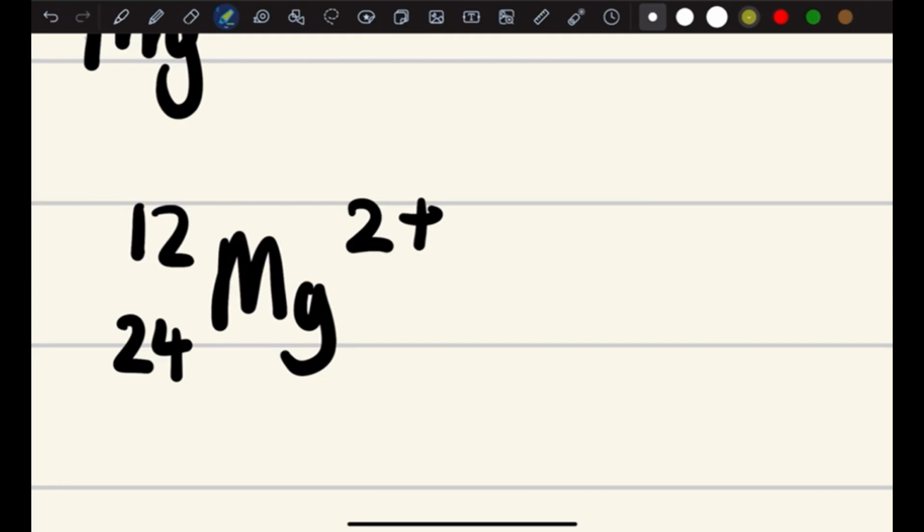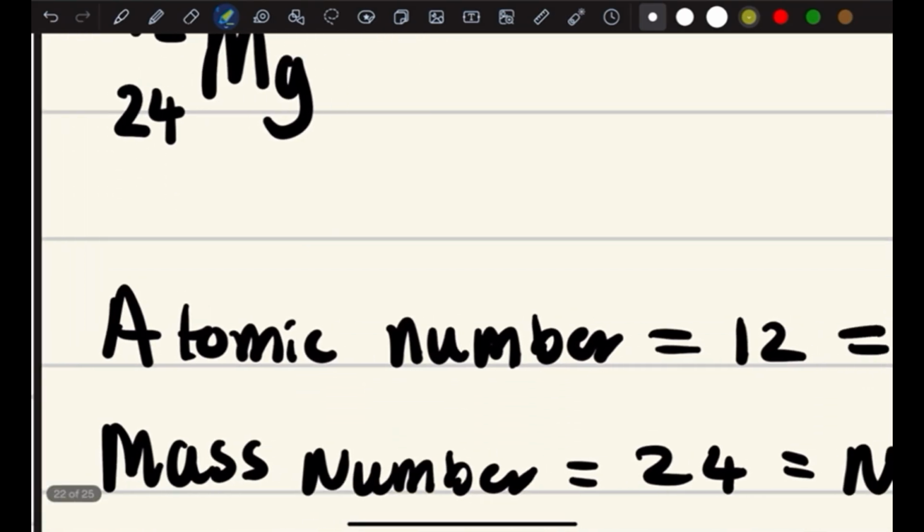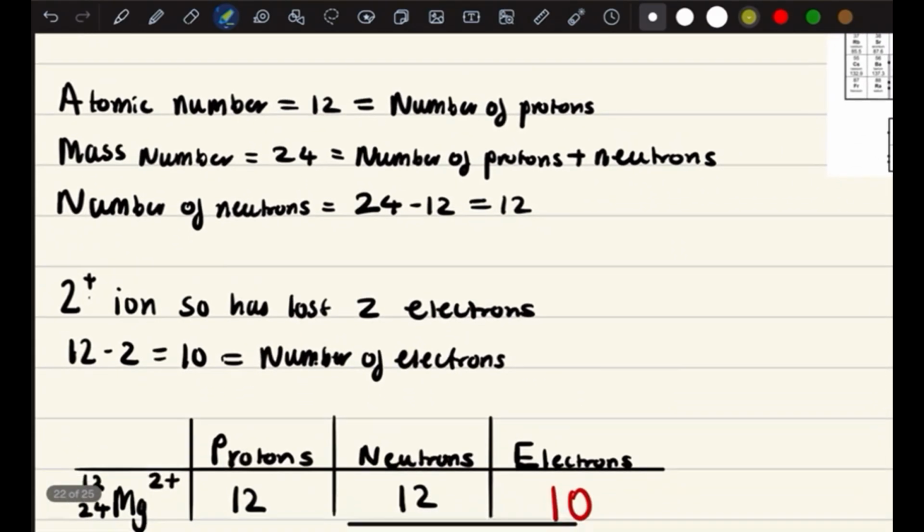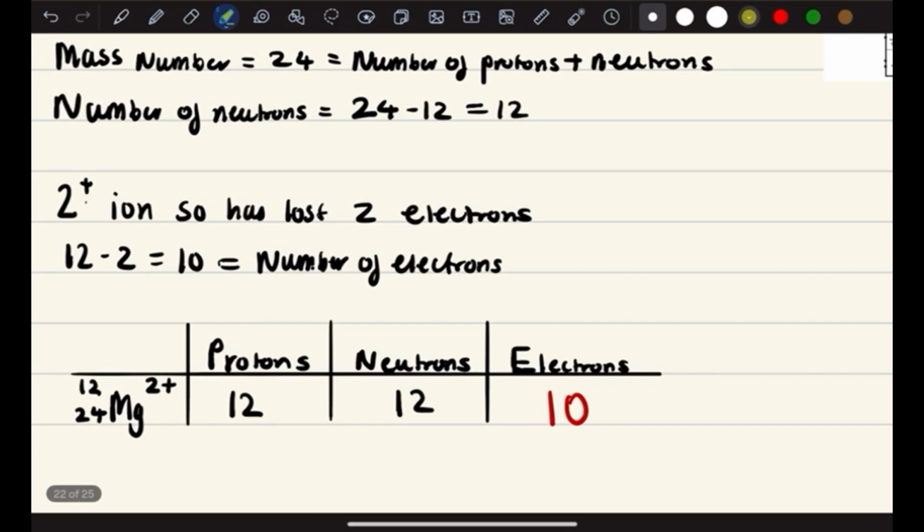Now the number of electrons. This is a 2+ ion, which means that it must have lost 2 electrons because it's positively charged. So it lost 2 electrons. Hence, if the number of protons is 12, and we've lost 2 electrons, because if it was just a magnesium atom, it would be the same, then that must mean 12 take 2, 10, that's 10 electrons. And this will be your final table here. So you see our workings out as well. And that is what we get. So 12 protons, 12 neutrons, and 10 electrons. And you can have a look at the working out that we've done there as well.